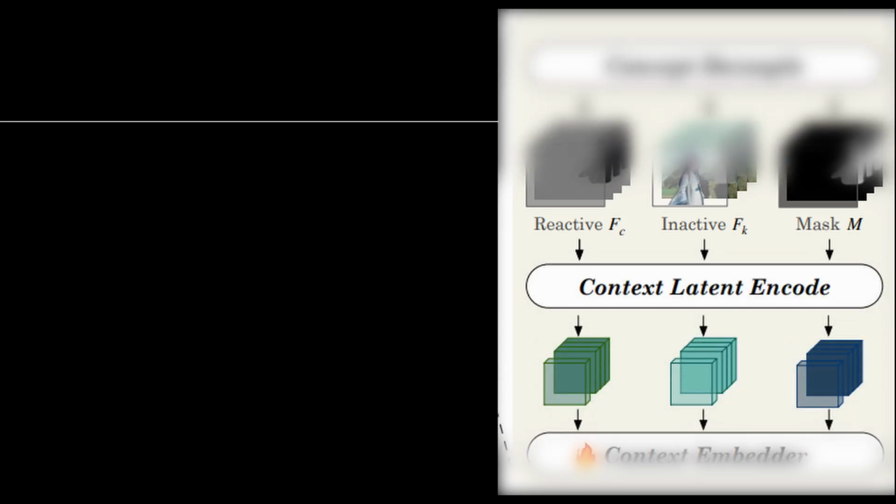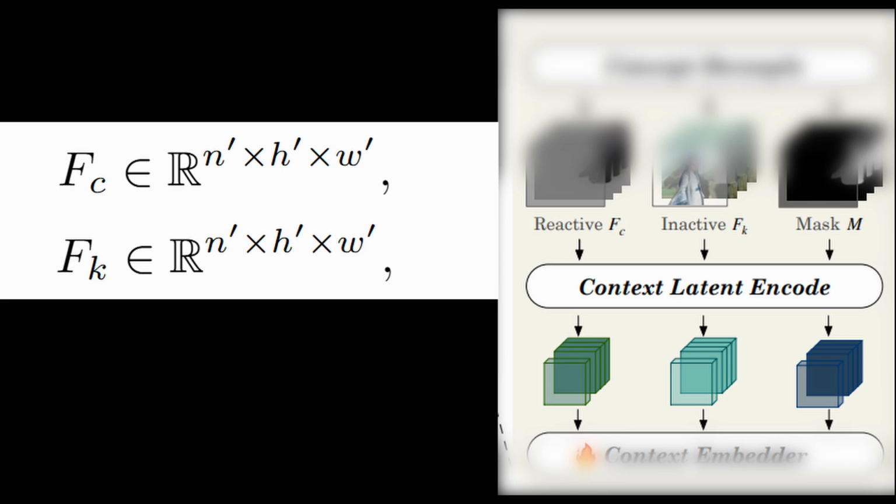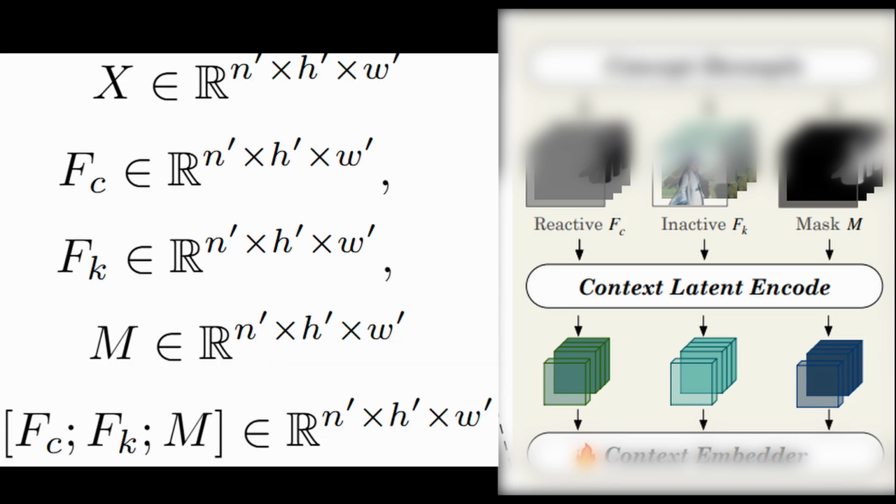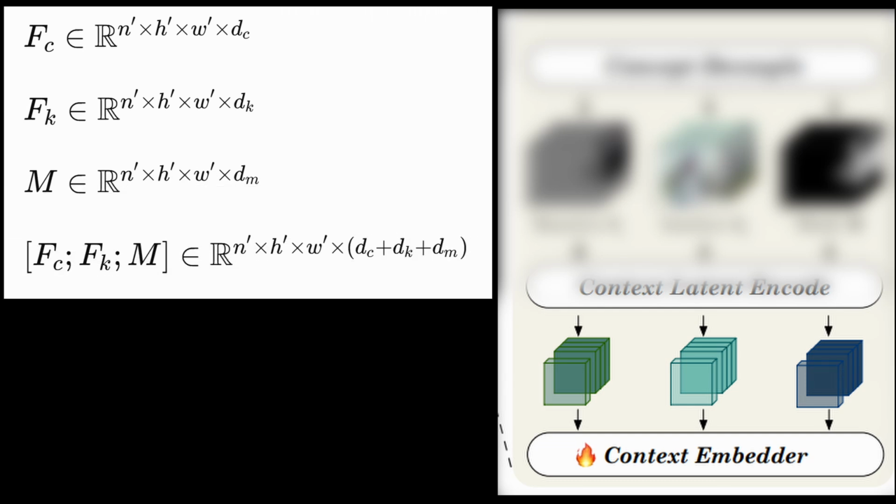The next step encodes the reactive frames, inactive frames, and the masks into the same latent space of X, turning them into the shape of N × H × W, where N is the number of frames, H is the height of each frame, and W is the width of each frame. The last step embeds Fc, the reactive frames, and Fk, the inactive frames, and the masks M by their channel dimension, which is the variable D that holds the information from each of the matrices, so parts to change from Dc, parts to keep from Dk, and the Boolean values of the mask from Dm, which are then stacked on top of each other. Then they tokenize Fc, Fk, and M.